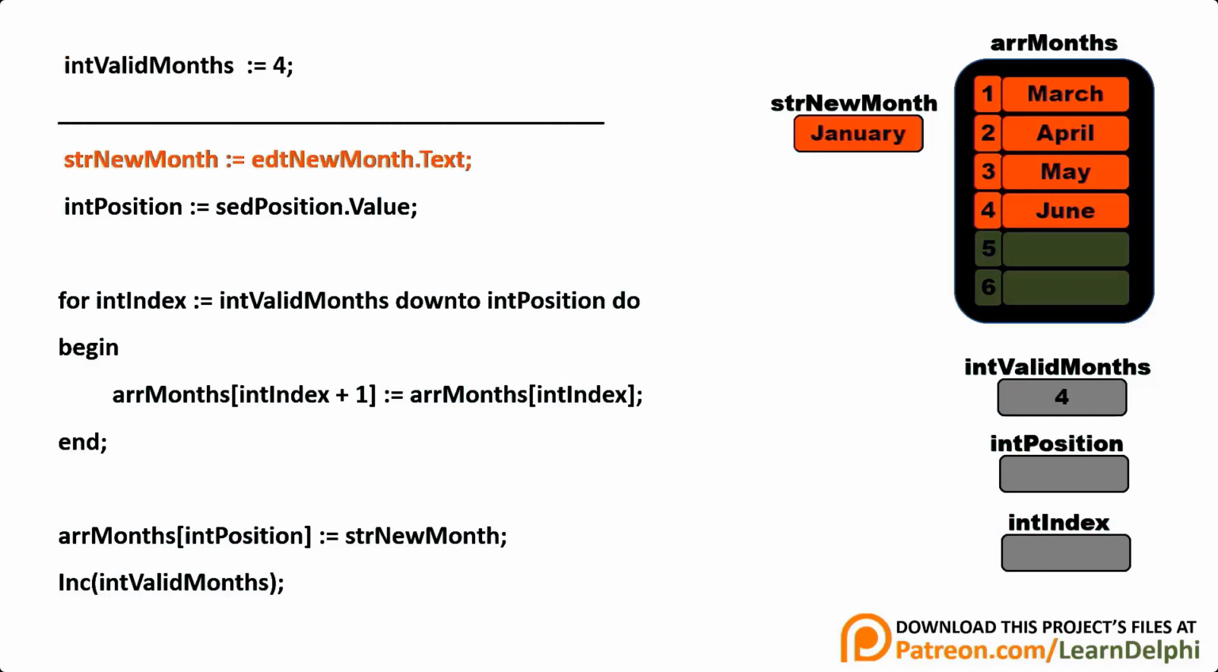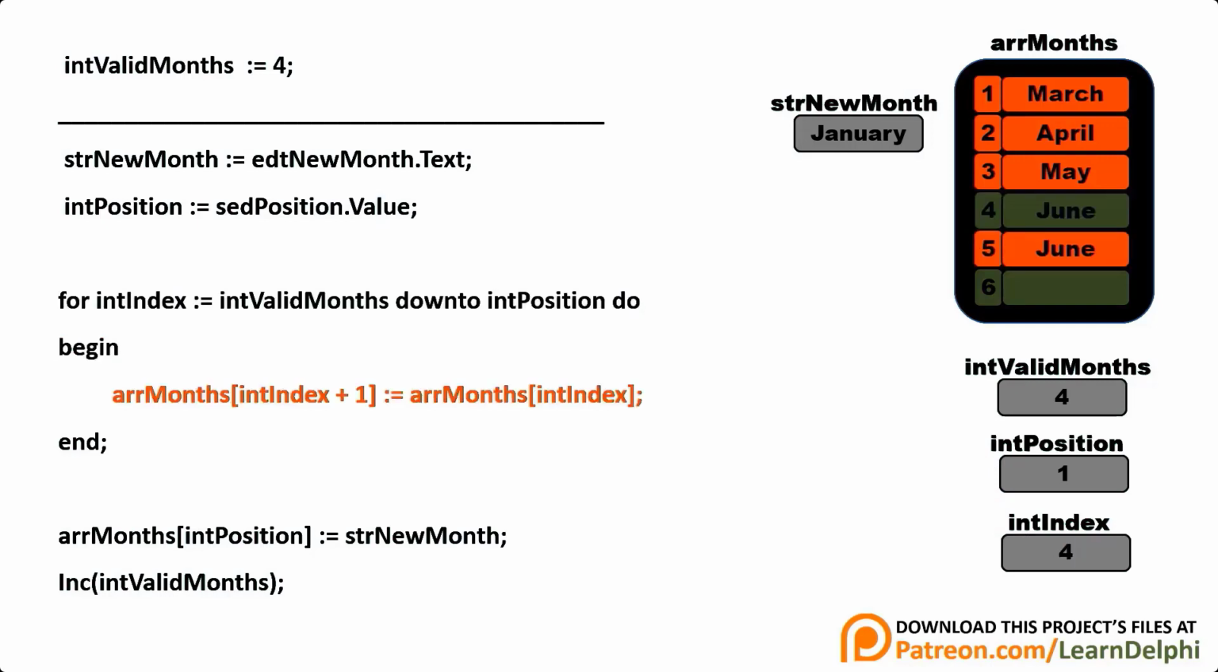Then we assign the text provided by the user in the edit to the string variable named strNewMonth. Let's assume we get January. Next, we read the value in the spin edit and assign it to the integer named int position. Then the compiler enters the for loop. Here we use downto to loop in reverse from int valid months to int position. In other words, from 4 down to 1.